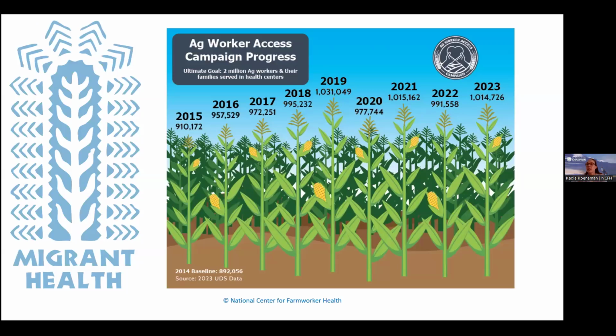The goal of the campaign is to reach 2 million agricultural workers and their families in the health center setting to receive care. And we've seen steady increases, as you can see in this graphic, over time. We surpassed our halfway milestone in 2021 of reaching more than 1 million ag workers. Unfortunately, in 2022, we saw a decline, likely due to the impacts of COVID-19, but we're really excited to share that this past August, the UDS data was released, and it showed once again we've passed that 1 million milestone. So thank you all for all the hard work you do to serve agricultural worker families in your communities.